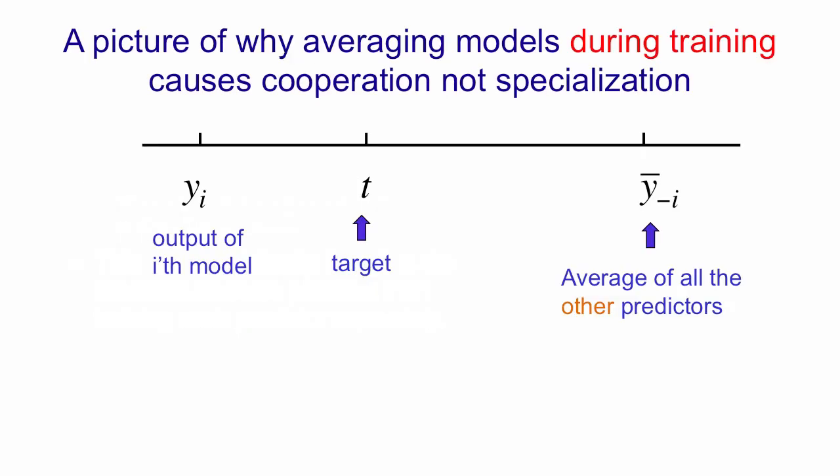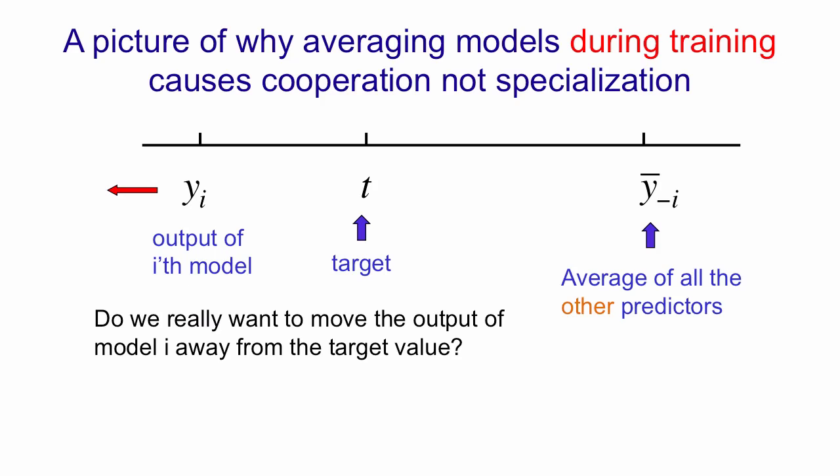So if you're averaging models during training, and training so that the average works nicely, you have to consider cases like this. On the right, we have the average of all the models except for model I. So that's what everybody else is saying when their votes are averaged together. On the left, we have the output of model I. Now, if we'd like the overall average to be closer to the target, what do we have to do to the output of the ith model? Well, we have to move it away from the target. That will take the overall average towards the target. You can see that what's happening is model I is learning to compensate for the errors made by all the other models.